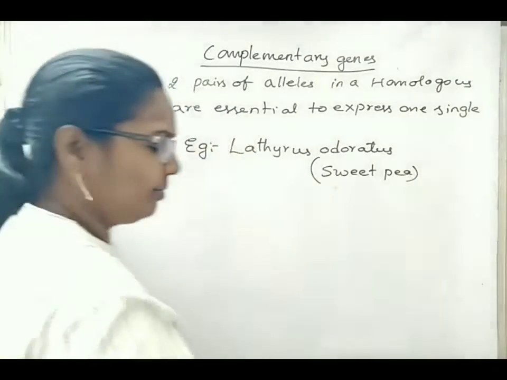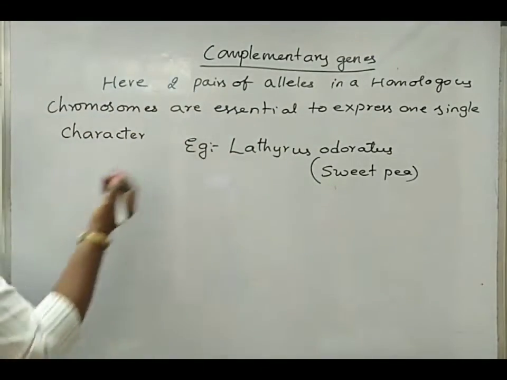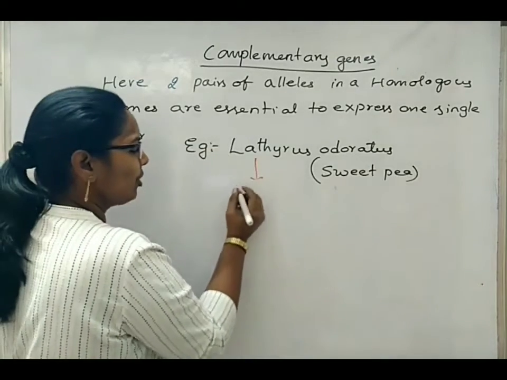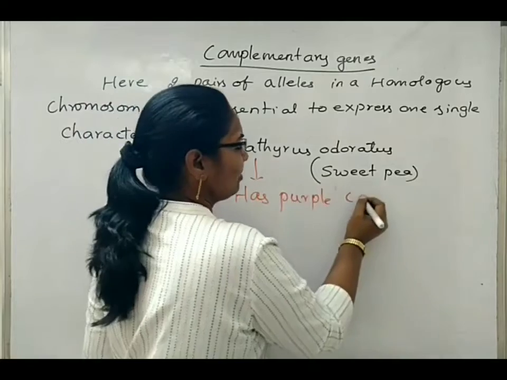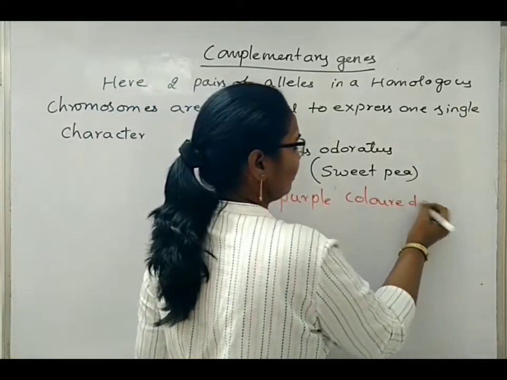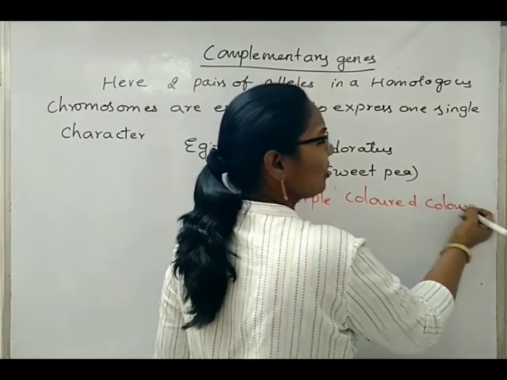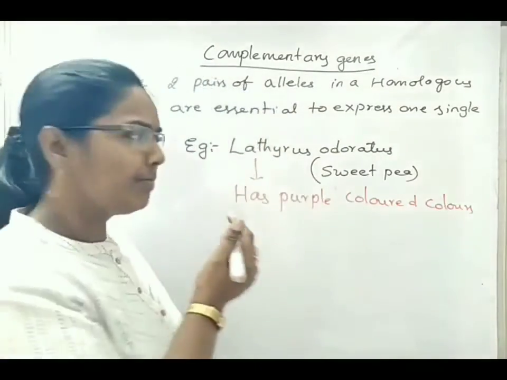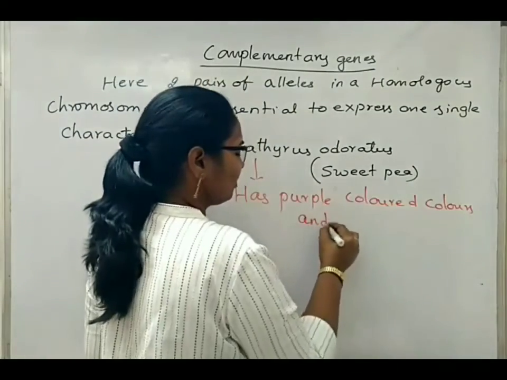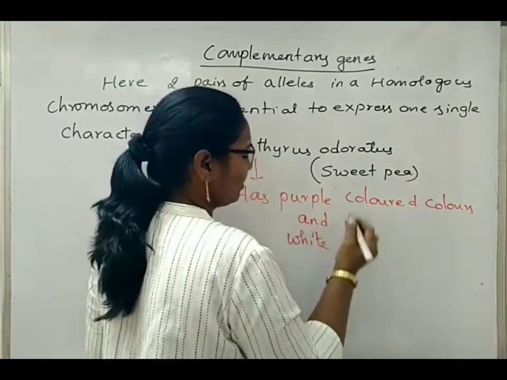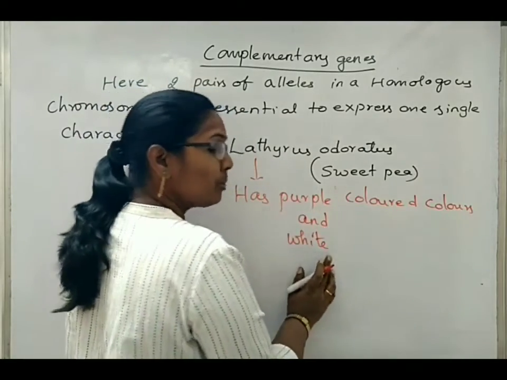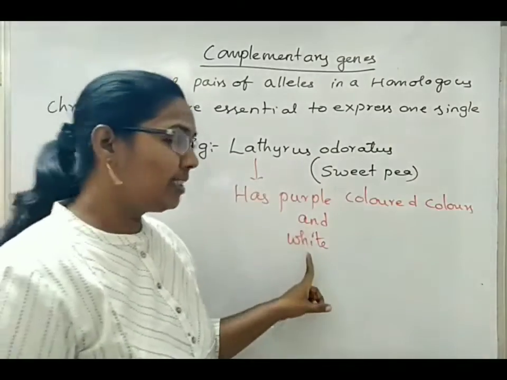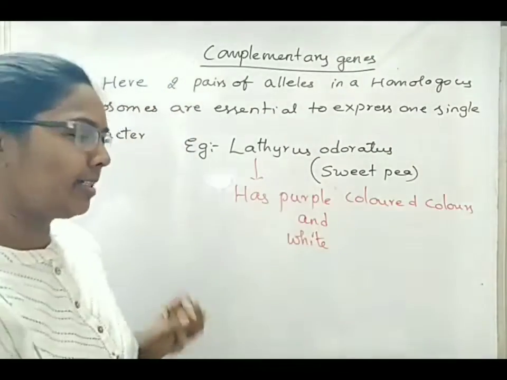Now, Lathyrus odoratus has purple colored flowers. It also has white colored flowers. But to obtain the purple color, the genes that are responsible for white color should be present. If these are not present, then the purple will not exist.